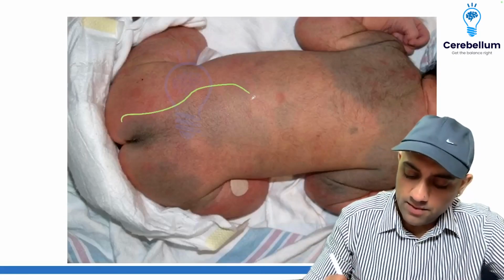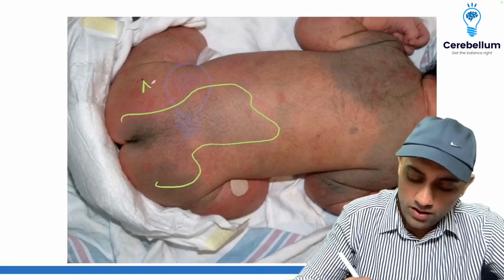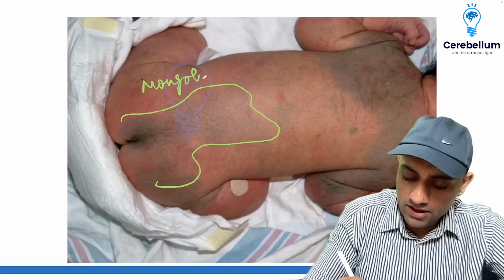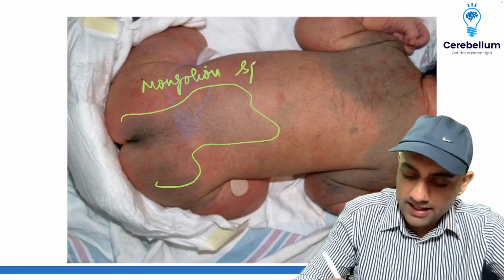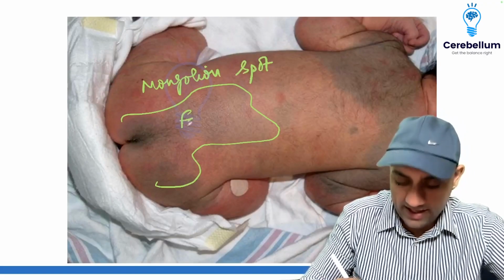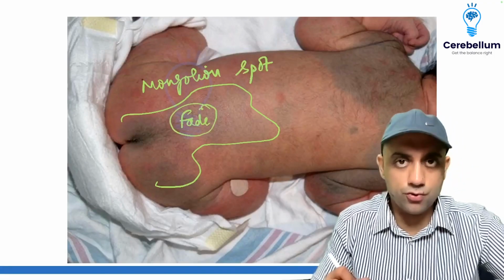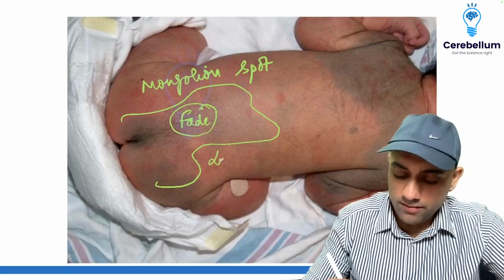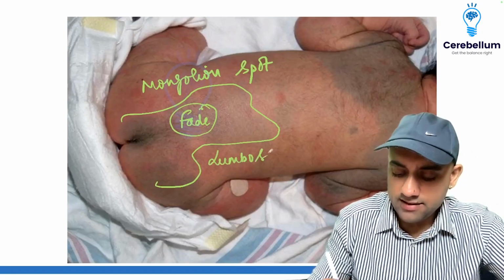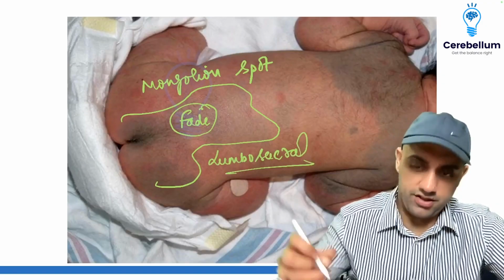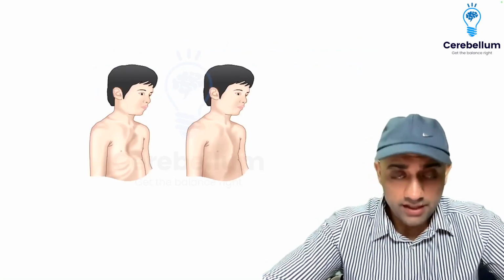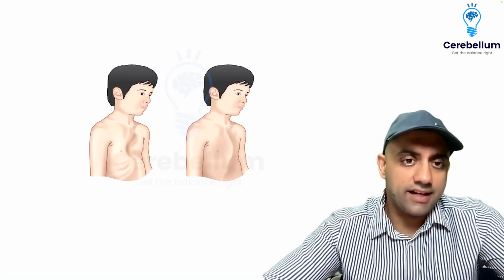Very beautiful question. A bluish patch on this baby. What is this? I think this looks like a Mongolian spot. Will it fade away? Yes, it will fade away. It's an exam question, true or false? And what is the most common location for Mongolian spot? The answer is lumbosacral region. This part is done.